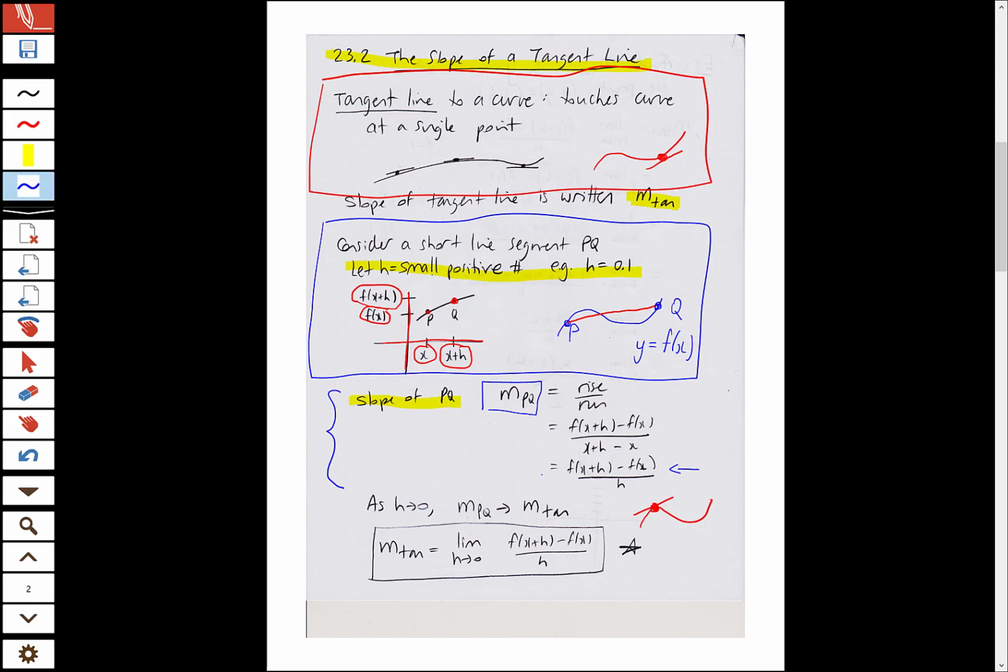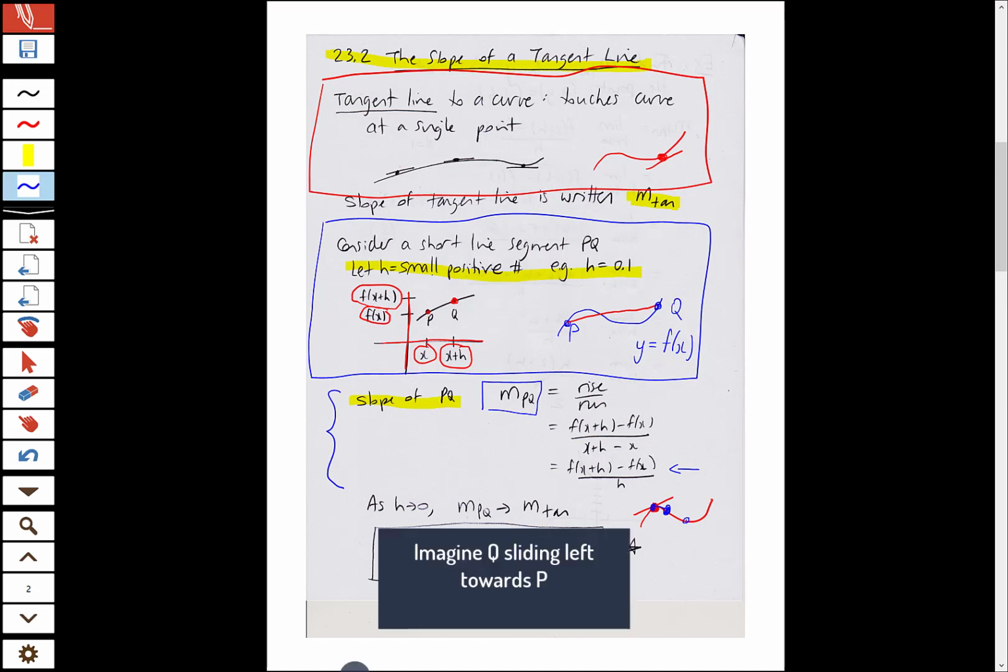So what we could imagine is that we've got 2 points. Let's say this one's P, and let's say we've got a nearby point Q. Okay, so we can think about the slope of the line segment between P and Q. And the idea is that as Q slides over and gets closer and closer to P, imagine our point Q moving over this way, getting closer and closer to P, then the slope of this line segment PQ is going to approach the slope of the tangent line.